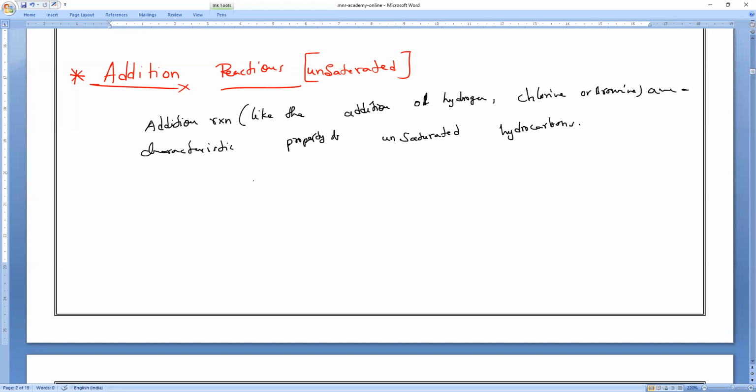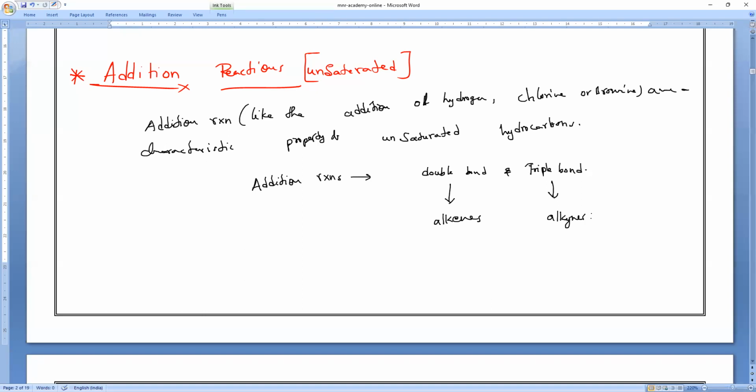So addition reactions means immediately your mind should say double bond and triple bond. That is what is needed. Addition reactions are given by these. Double bond means what? Alkenes. And triple bond means what? Alkynes. That's all, everybody.